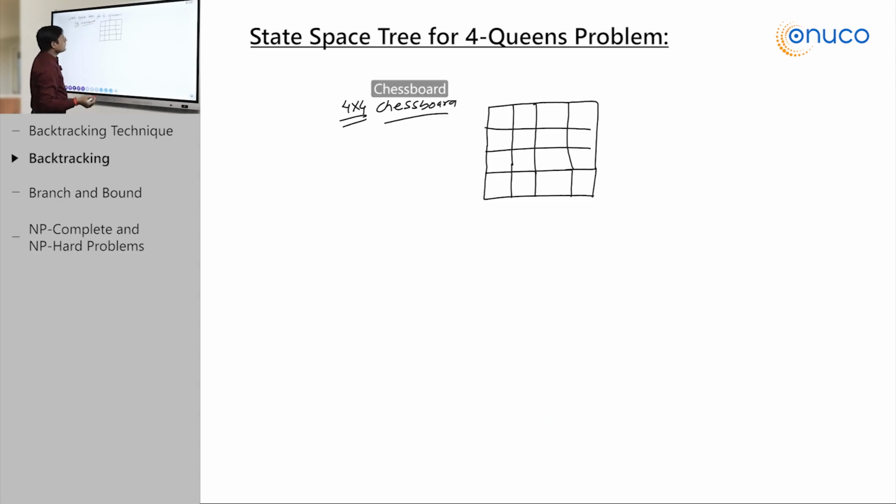Now, can we place it here? Yes, we can. So if you are going to place it in the first row, first column, then we are going to take the line from here. Second column, we can start from here. Third column, you can start from here. Fourth column, you can start from there. So let us see that we are going to start from here. Now, we are going to make solutions for this.